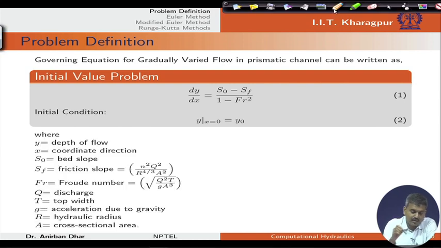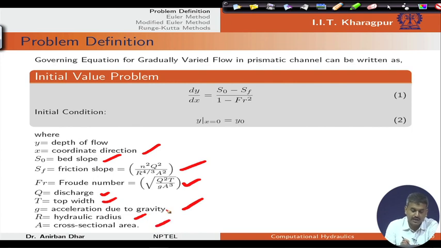In this case, y is the flow depth or depth of flow, x is the coordinate direction, S naught is bed slope, SF is friction slope. Now, SF can be calculated using this expression, and Froude number can be calculated using this particular expression. Q is the discharge, T is the top width, g is acceleration due to gravity, R is hydraulic radius, and A is cross sectional area.